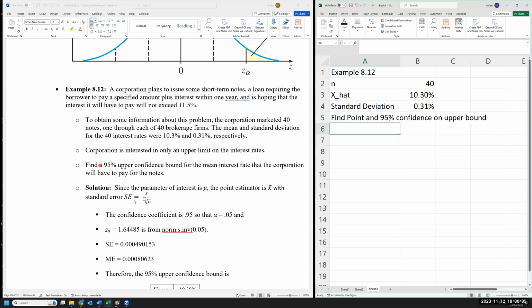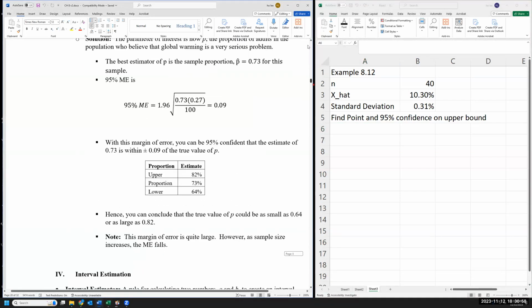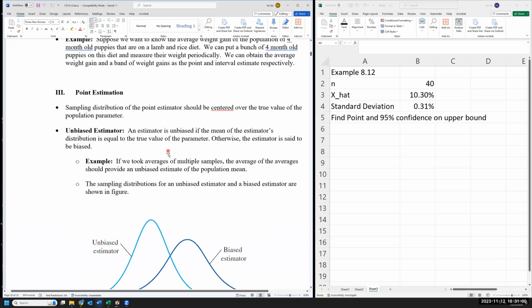All right. So this is a single, there's no difference in the means and whatnot. This is only a single average. It's a single average of interest rates. It's not a proportion or anything like that. So let's look at the formula we need to use. Scroll up.